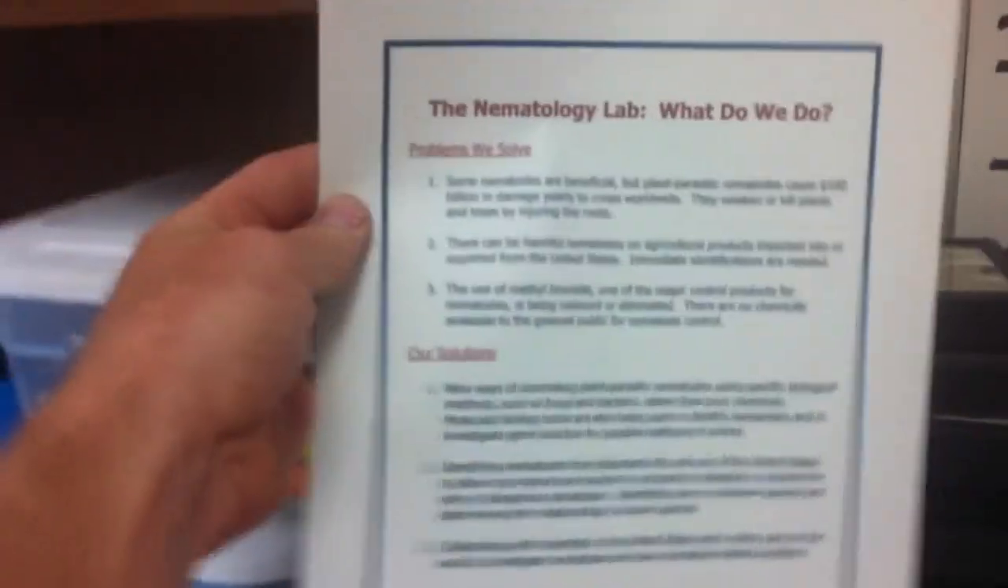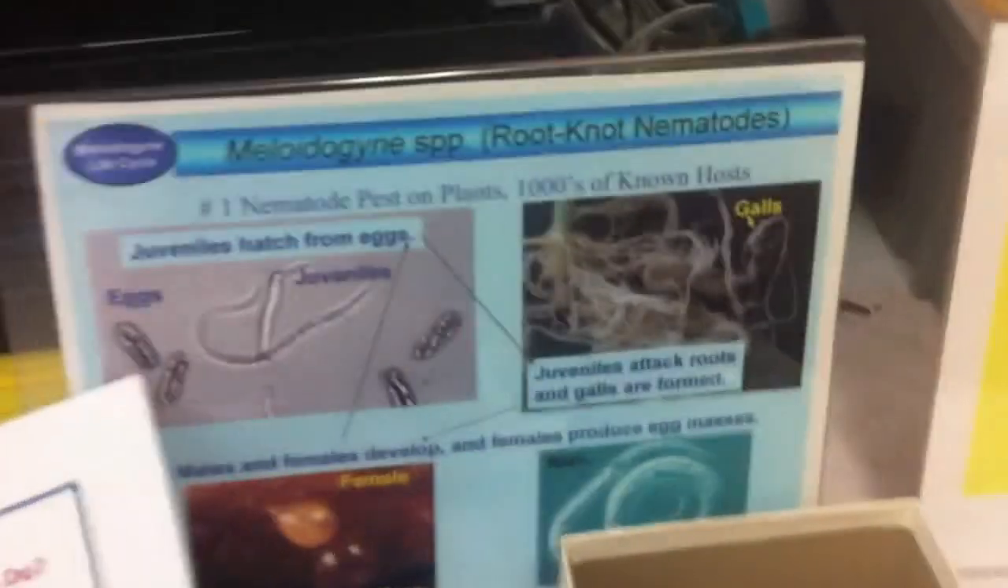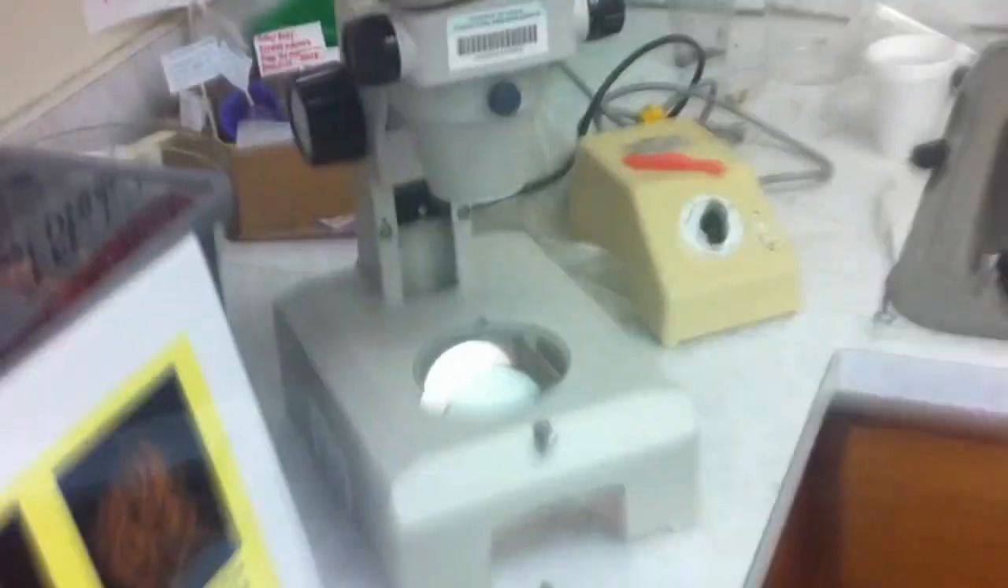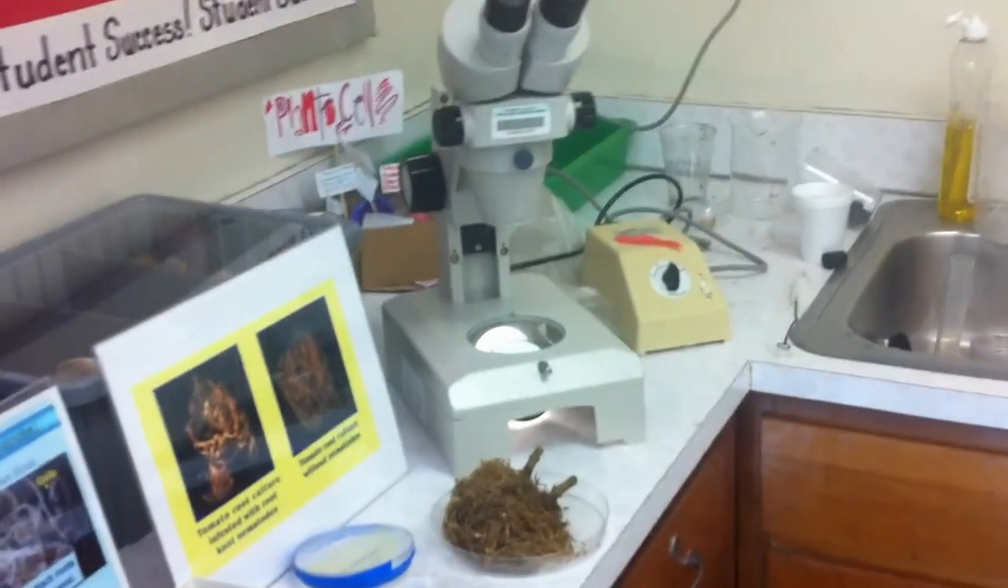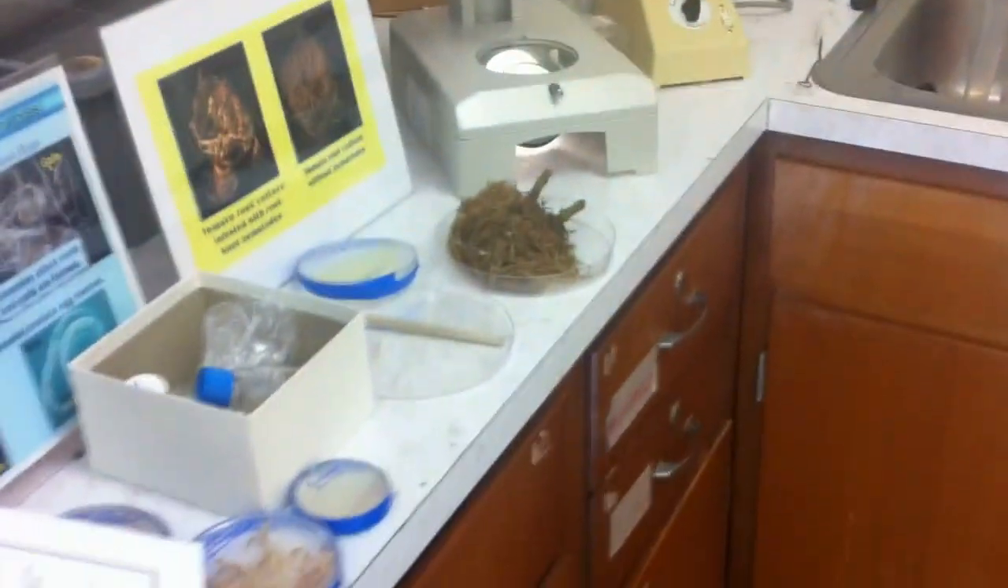And for your own benefit, we can pass these around. Here are some worksheets that accompany the lab, and some other visual aids as well. The dissecting scope is very expensive. Again, it was lent out by the nematology lab at USDA, so please treat that with respect. Please, please, please.